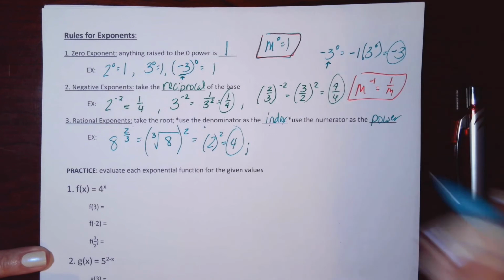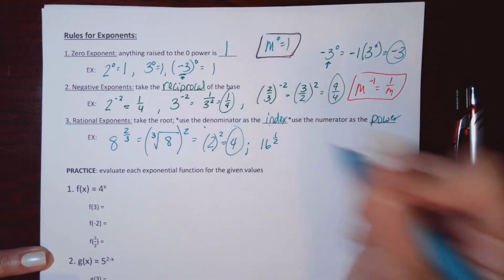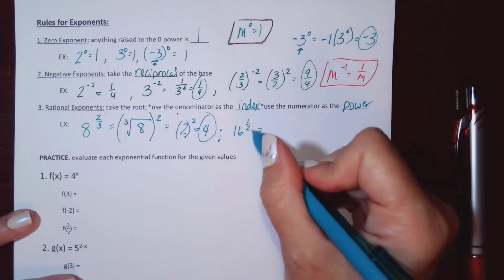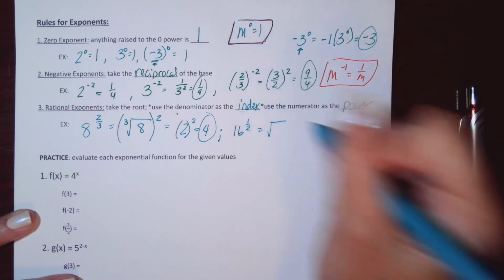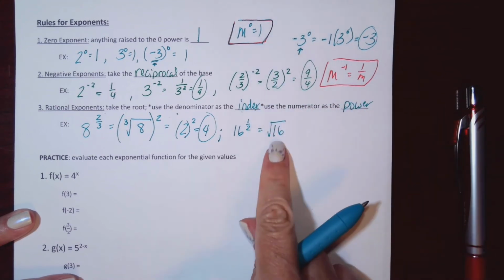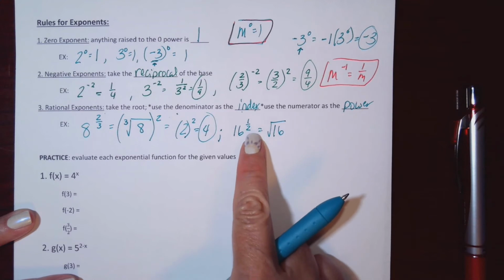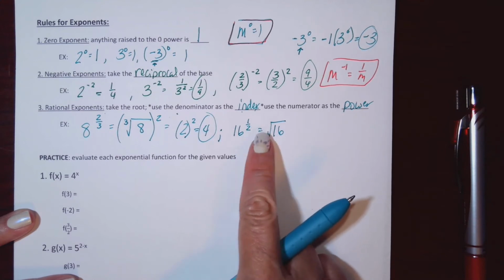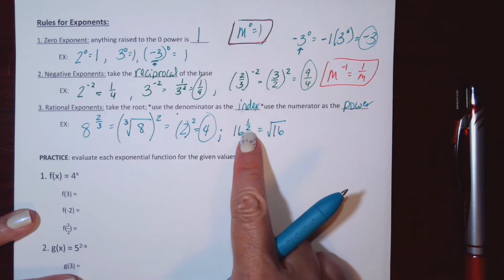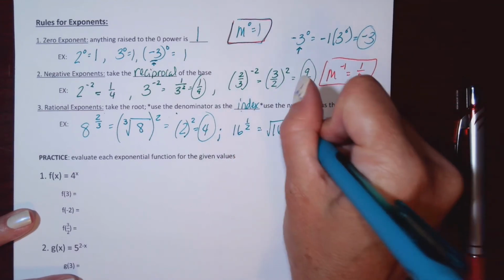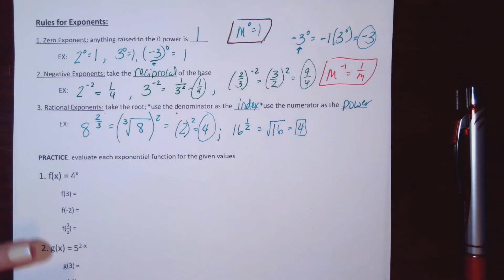One more example here. Let's do 16 to the 1/2. Well, fraction, rational exponent, I've got a radical. The base goes underneath my radical, my radicand. The denominator is the index. If it's the square root, I don't have to write that index there. And then I'm just going to raise that to the first power. So it's just the square root of 16, which would be 4.